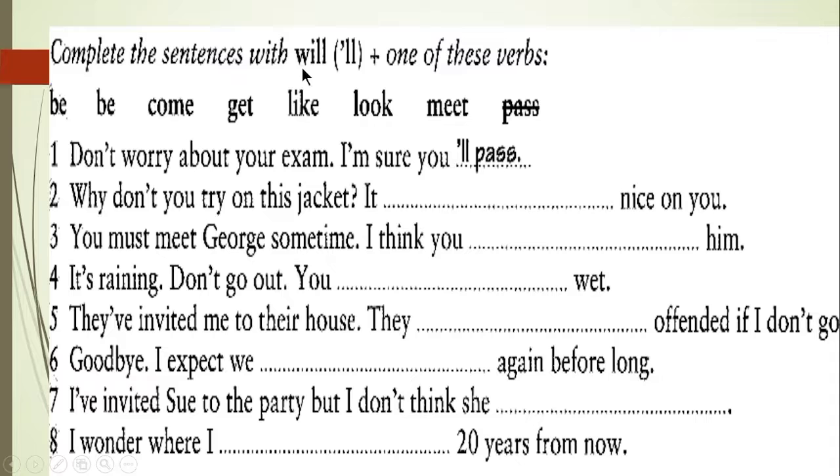Complete the sentences with will plus one of these verbs. So some verbs have been given and you're supposed to pick one of them. Don't worry about your exam. I'm sure you will pass. Why don't you try on this jacket? I think it is nice. It looks nice. It will look nice on you. So here we have look. Complete the rest of the blanks yourselves.